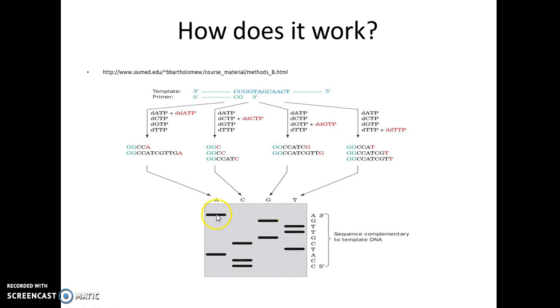So you read from the smallest to the longest would be A, G, T, T, G, C, T, A, C, C. So that is the complementary strand to the DNA. So then you just write the opposite to that, which would be T, C, A, C, G, A, T, G, G, and that would be the strand of DNA.